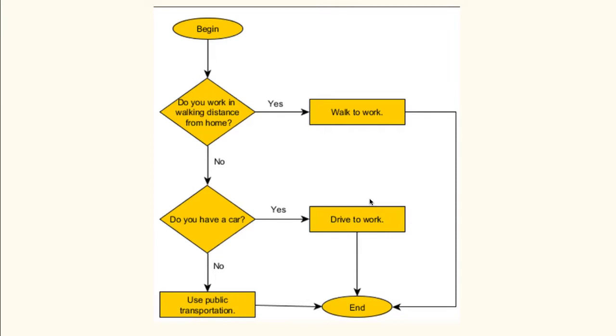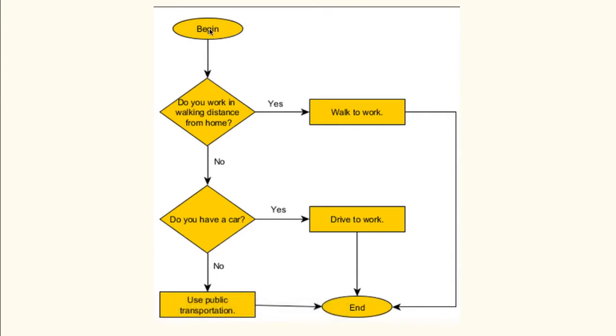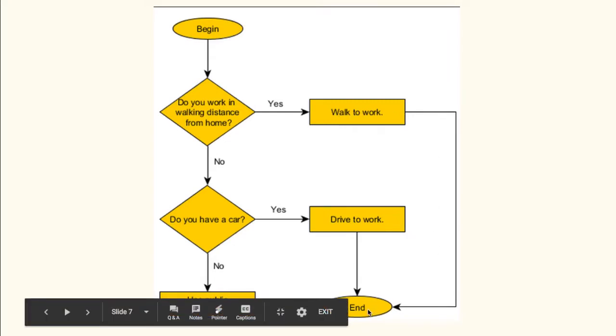So here's a basic example, and this, I believe, is a flowchart that describes a situation of you getting home from work. So as you can see, we have our start and end terminals that are the ovals, like I mentioned, and then after we start, you have to immediately make a decision. Do you work within walking distance from home? If the answer is yes, then you'll carry out the function of walking to work, and then your arrow takes you to the end and you're done.